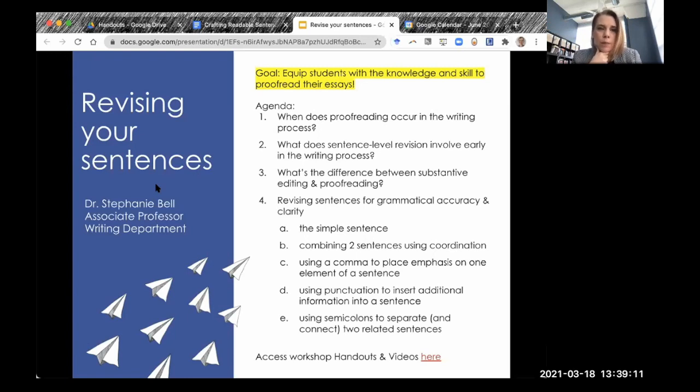Before we get to workshopping your sentences and learning these rules for comma use, we're just going to talk very briefly about the difference between substantive editing and proofreading, where that focus on sentence-level revision should happen in the writing process, and first and foremost, when you should be thinking about proofreading at all. So we'll start there.